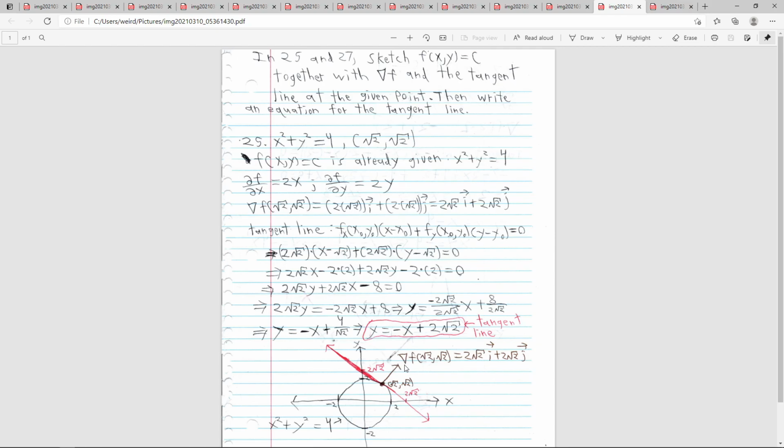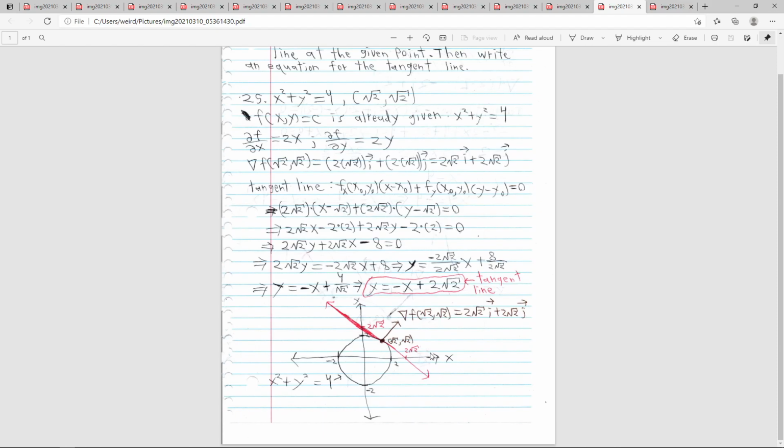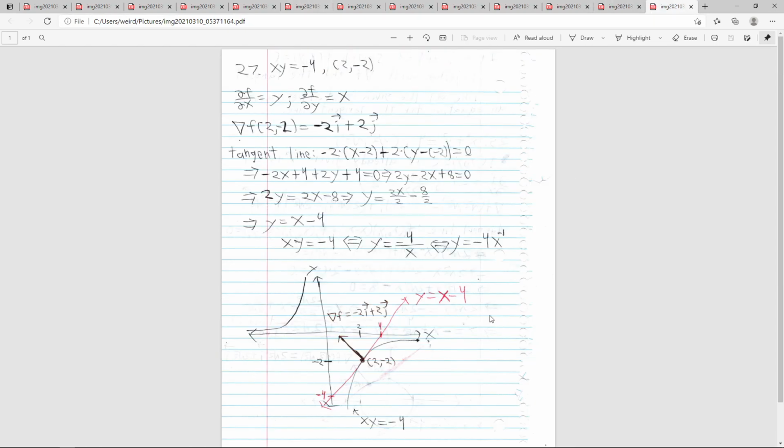As you know, a tangent only hits something at one point. You have the circle, you have that, and you have the gradient coming off it. Finally, the level curve here.